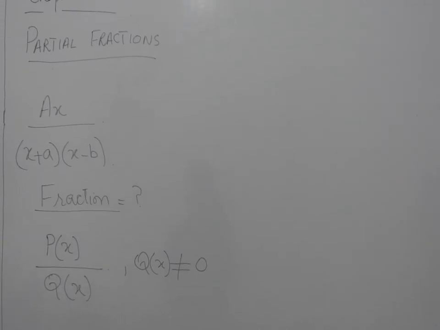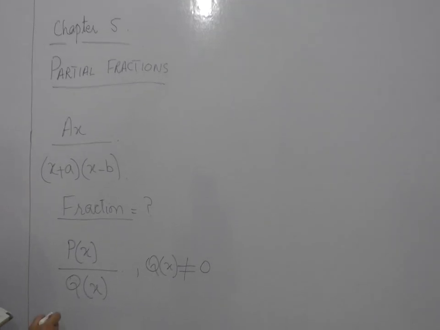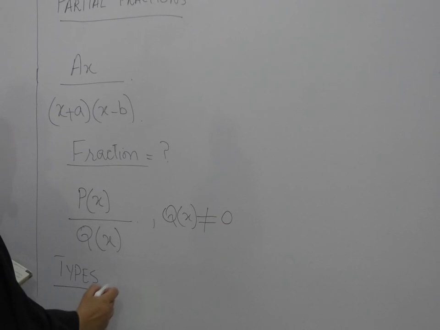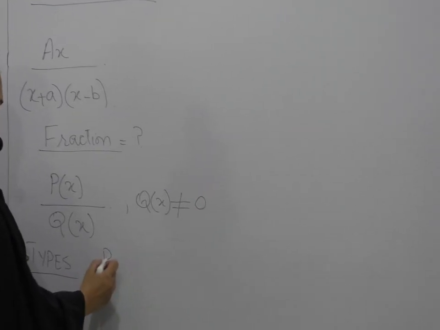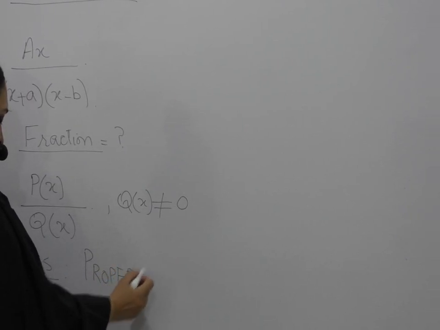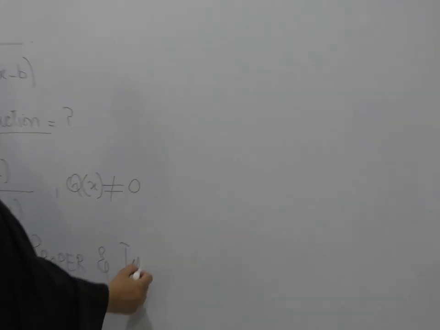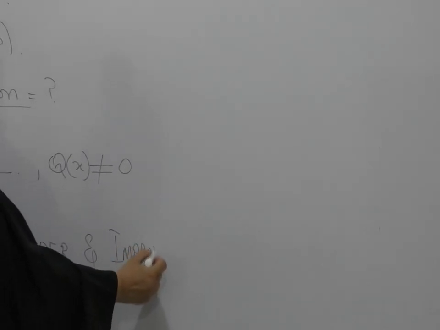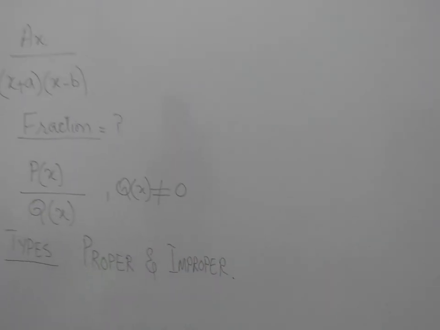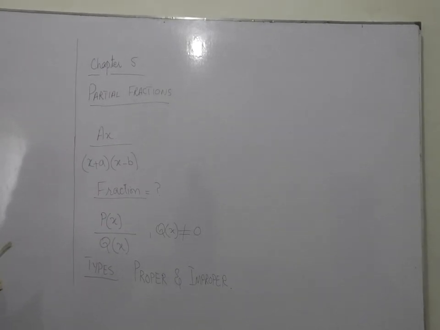There are two types of fraction. One is called types of fractions are proper and improper. This is the first step to check that whether our fraction is proper or improper.